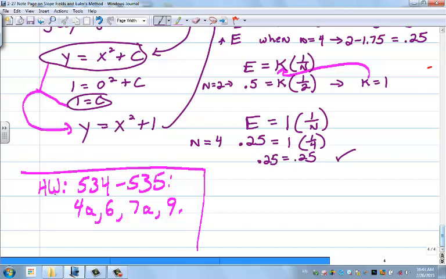All right, so your homework is in that packet. It's pages 534 to 535. It's very deceiving because it takes some time to do these problems. Numbers 4a, 6, 7a, and 9. Now the problems are very simple, but they are a bit monotonous, so I do apologize for that.